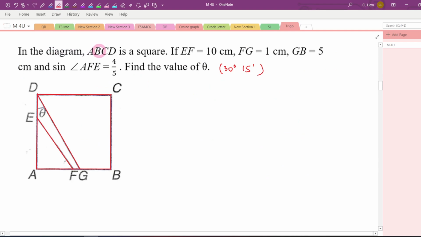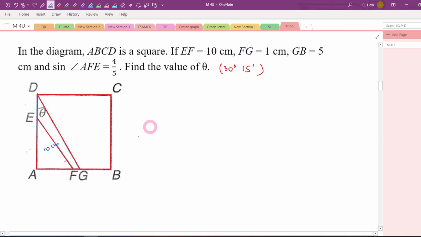In the diagram, ABCD is a square. So this is a square. It means that all the side length here, here, here, and here are the same length. EF is equal to 10 centimeter. Where's EF? EF here, 10 centimeter. Let me label 10 centimeter. Let me use another color. So this is 10 centimeter.